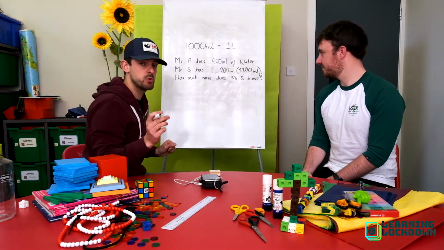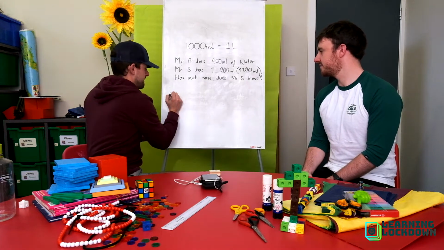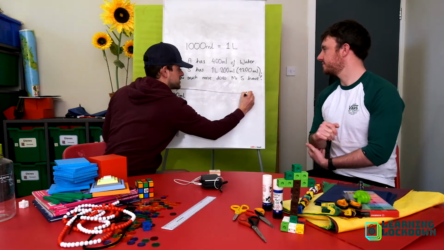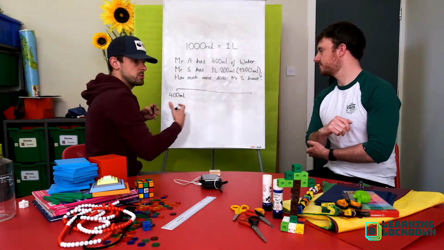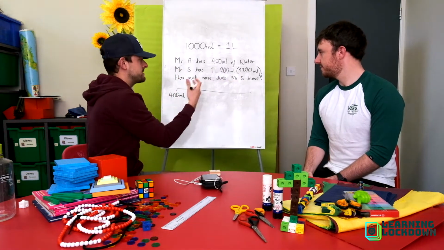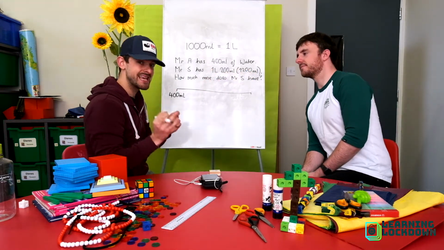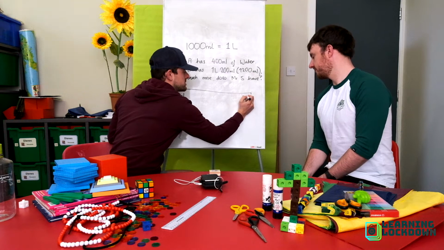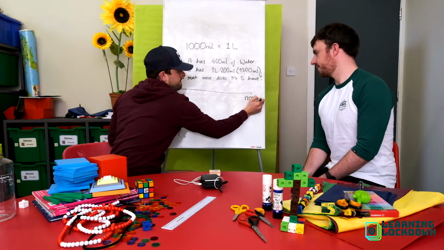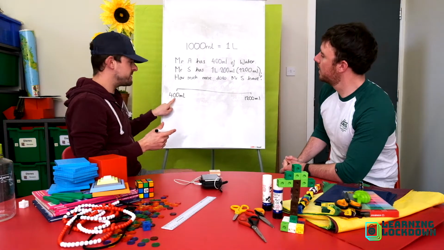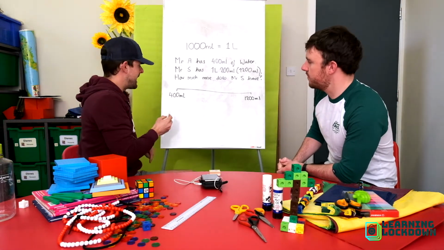So let's start with our smaller amount and use our number line. Mr. A, 400 millilitres. And we want to see the difference. What's the distance? What's that gap between Mr. A's amount and Mr. S's? Now remember, we've converted to millilitres, so we're using the same unit of measure. That will help us. And now let's figure out that distance. So let's do a nice easy jump. Now we've done a similar jump before. I'd do it again, I think.